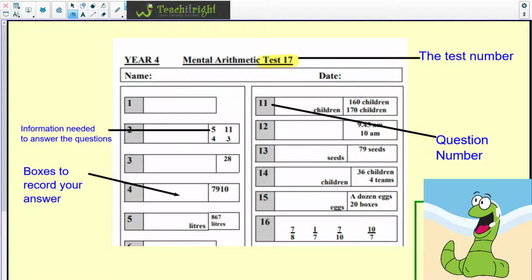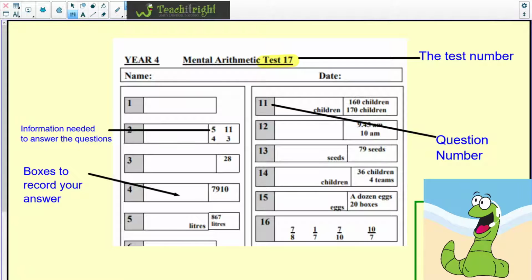Question 10. Double 1,400. Double 1,400. So that's the end of the first 10 questions. We're now going to move on to question 11. And from 11 down to 20, you do have a little bit longer to work these out.